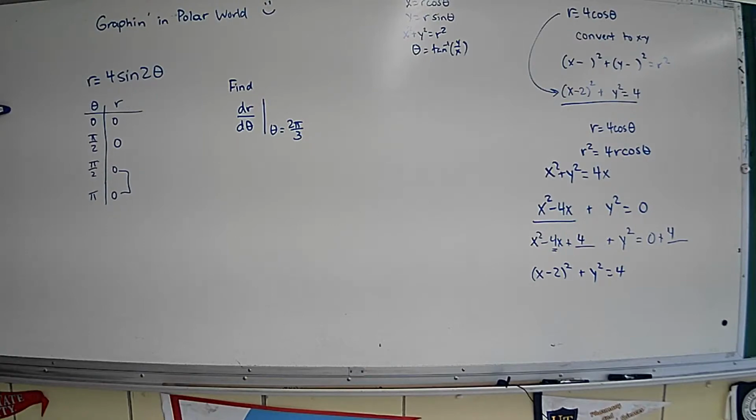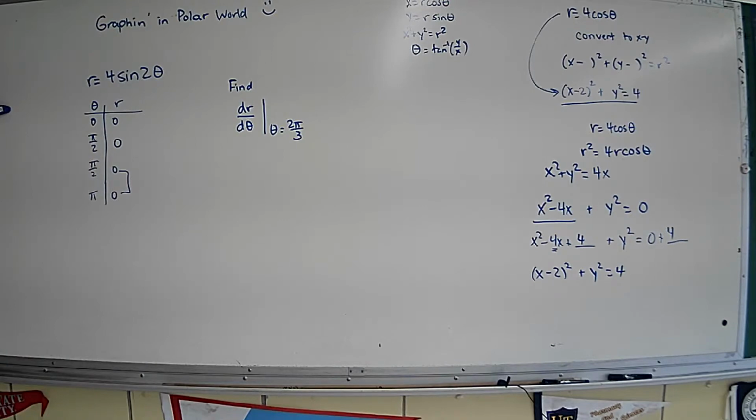At 2 pi over 3? 2 pi over 3 is right here, so we're down here. So what's the sign going to be? Negative, because r is decreasing, becoming more negative. Right. I mean, that's all you had to say. Perfect.